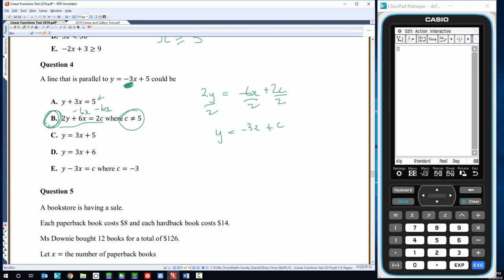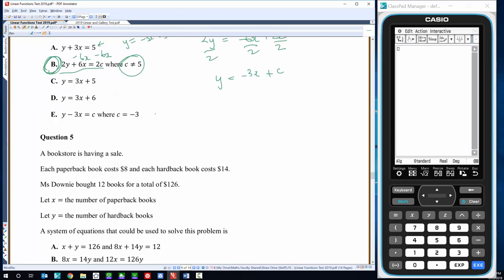This one here was a common distractor. This rewritten is y equals negative 3x plus 5, which is exactly the same, not parallel, exactly the same.